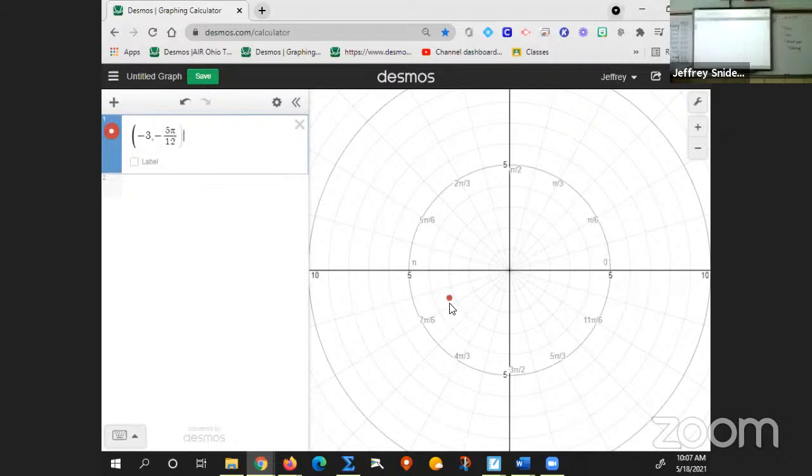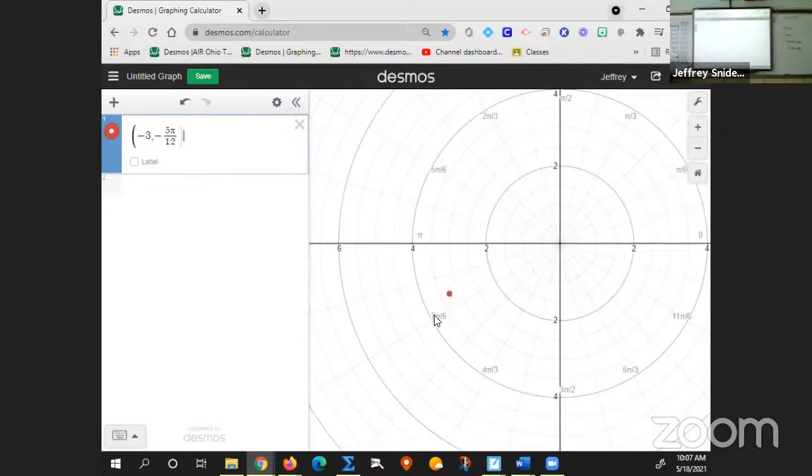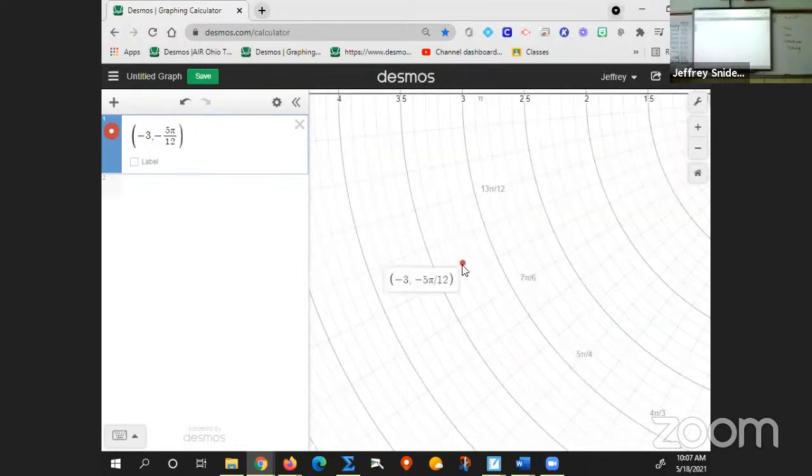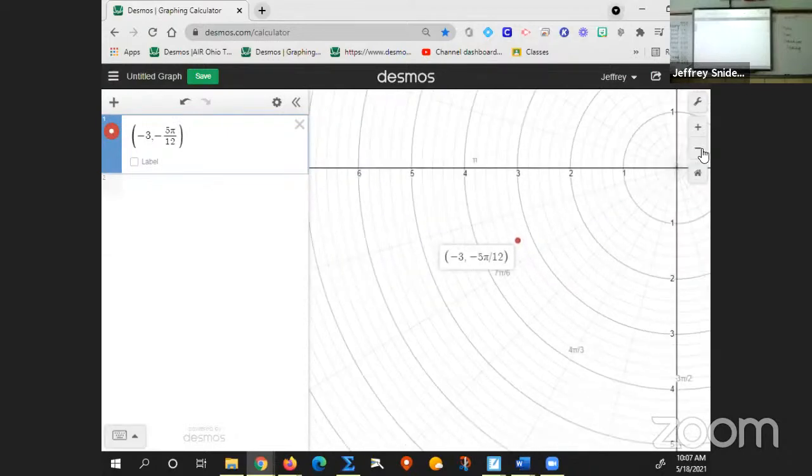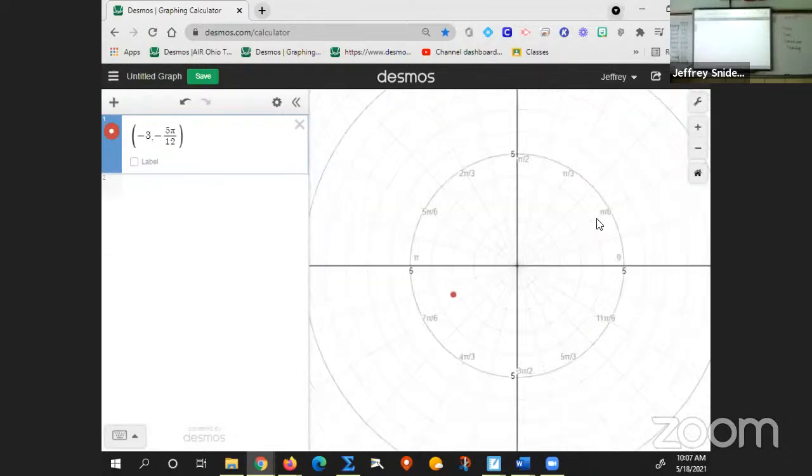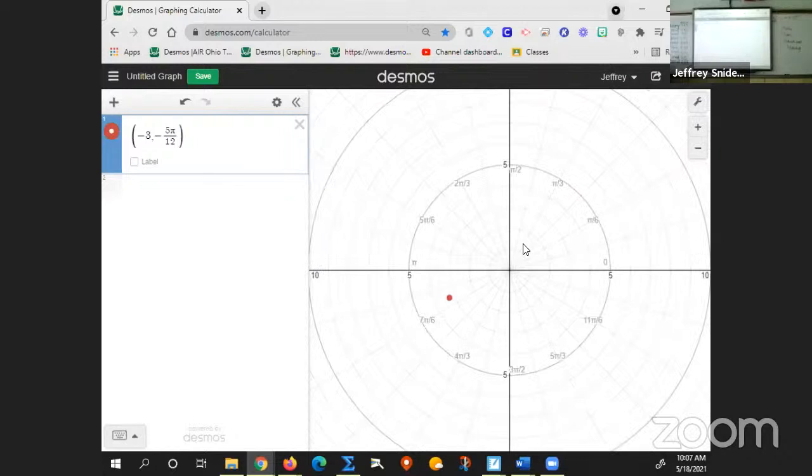Notice it plots it for me. Boom, it's done. You can see it right there. You can zoom in on it. You can click on it. It will give you its values. So this is really nice. Home screen takes me back. There it is. Now, you guys know how to change colors.